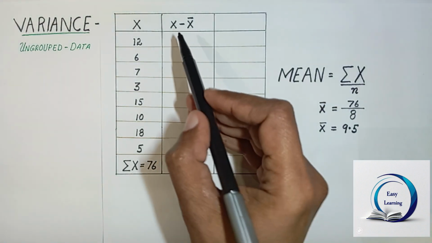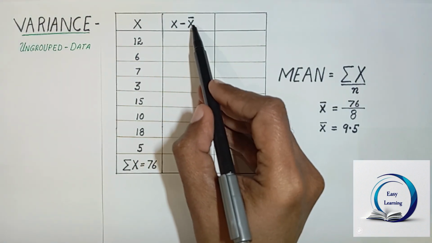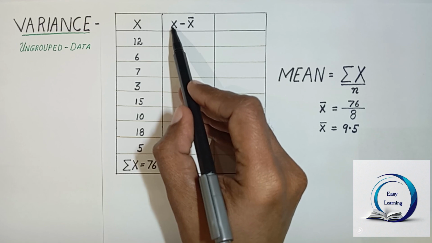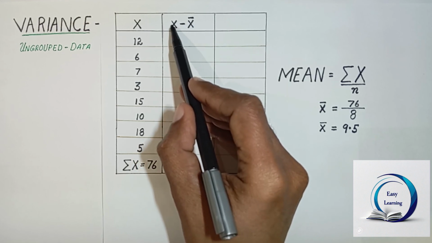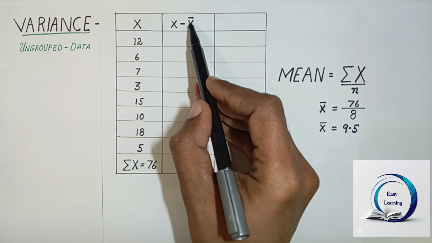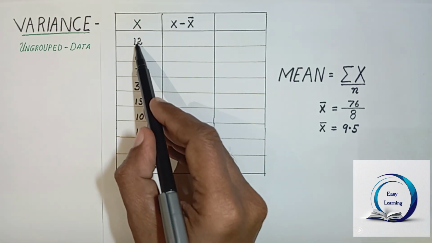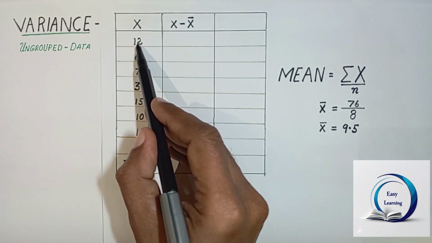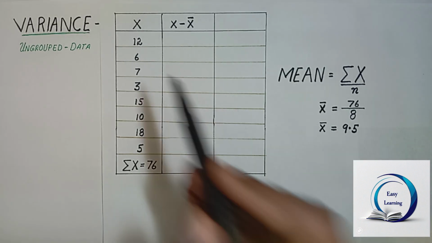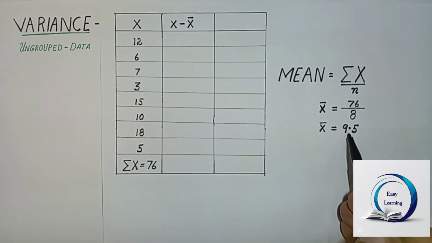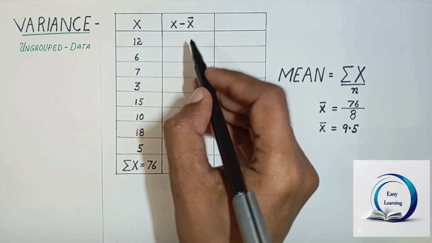So the next column is x minus x bar. X is the observation and x bar is the mean. So it is the difference between the observation and the mean. 12 is the observation and 9.5 is the mean, so the difference between 12 and 9.5 is 2.5.